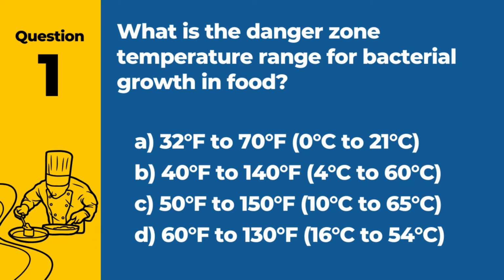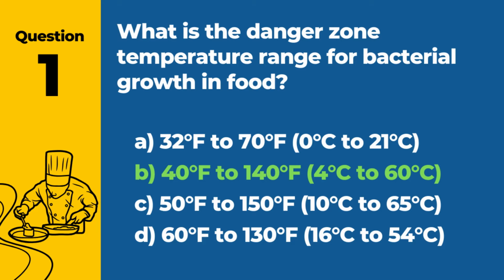Question 1. What is the danger zone temperature range for bacterial growth in food? A. 32°F to 70°F, 0°C to 21°C. B. 40°F to 140°F, 4°C to 60°C. C. 50°F to 150°F, 10°C to 65°C. D. 60°F to 130°F, 16°C to 54°C.